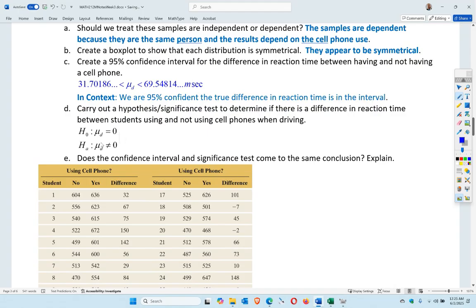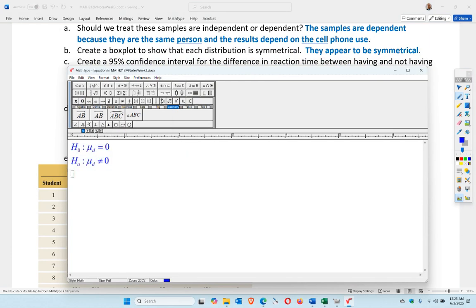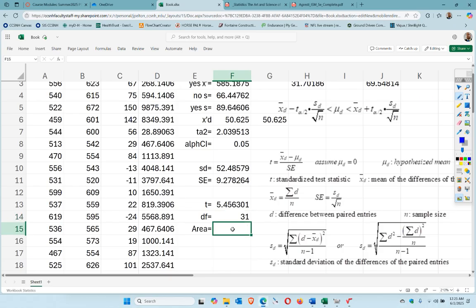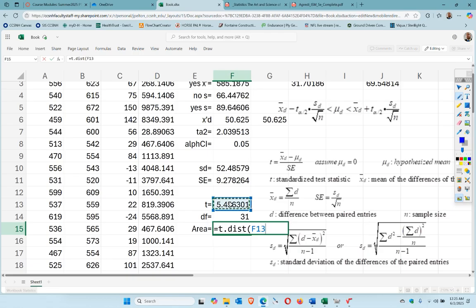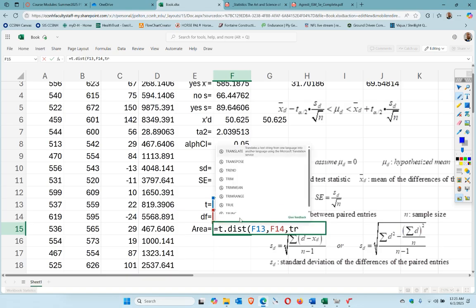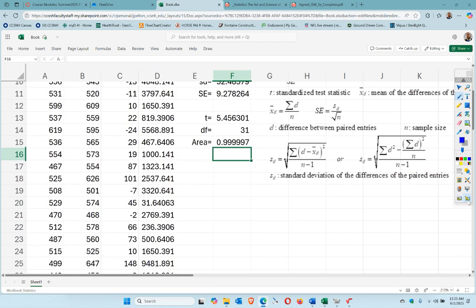Okay, so let's make that blue. Format color blue. So the area equals, we did normal distribution. No, we're not doing normal. We're doing t dot distribution, comma, degrees of freedom, comma, true. This will give us the wrong answer. Let's figure out why that's the wrong answer.